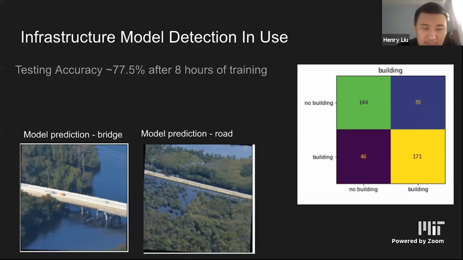In addition, the shapes of these two are extremely similar, so it's a good sign that the model was able to predict the difference between the fact that this was a bridge and the one on the right was a road. So yeah, that was the infrastructure model.